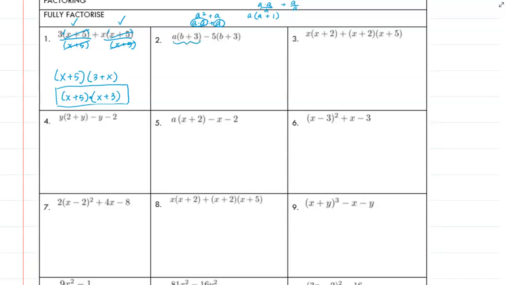Here, 1, 2 factors. We can factor out b plus 3. Divide that by b plus 3. And why do I leave the parentheses in there outside in this denominator? For you to see. There we go. Simplify. A minus 5.